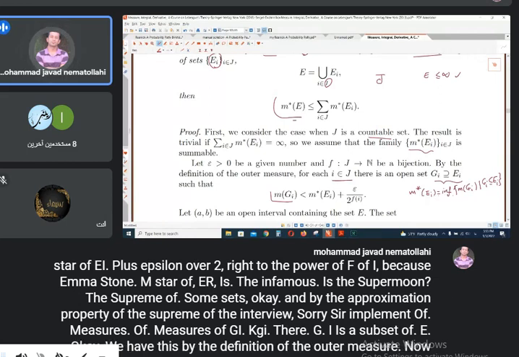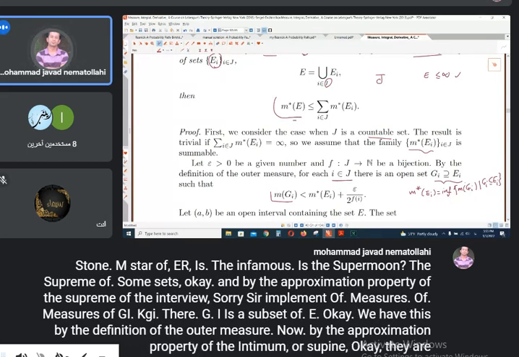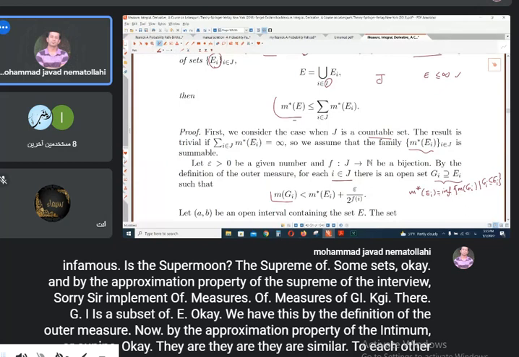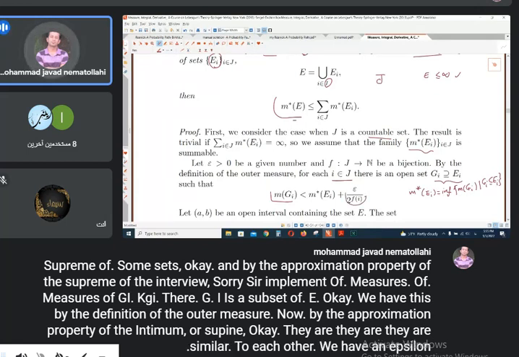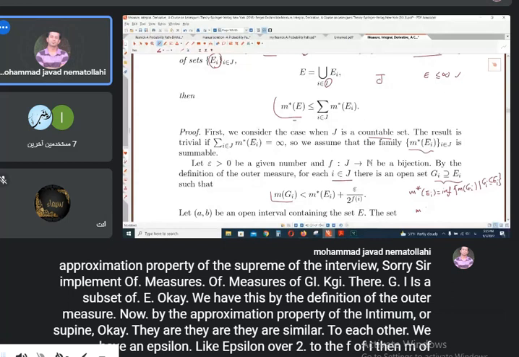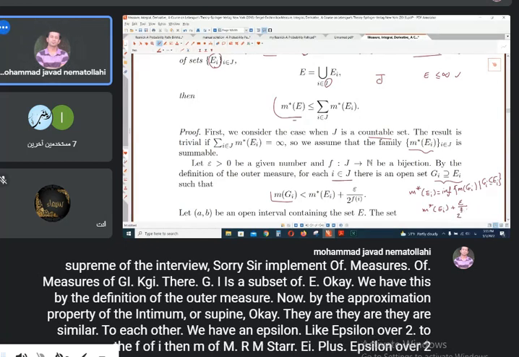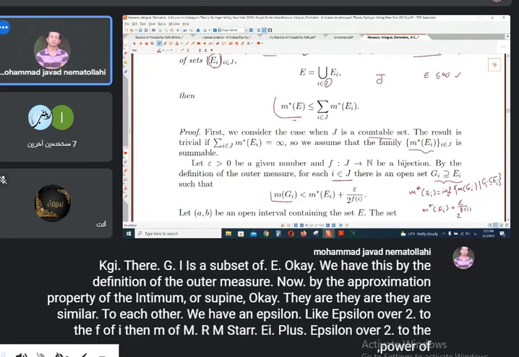Now, by the approximation property of the infimum or supremum, they are similar to each other, if we have an epsilon like epsilon over 2 to the f of i, then M star of Ei plus epsilon over 2 to the power of f of i is not the infimum.